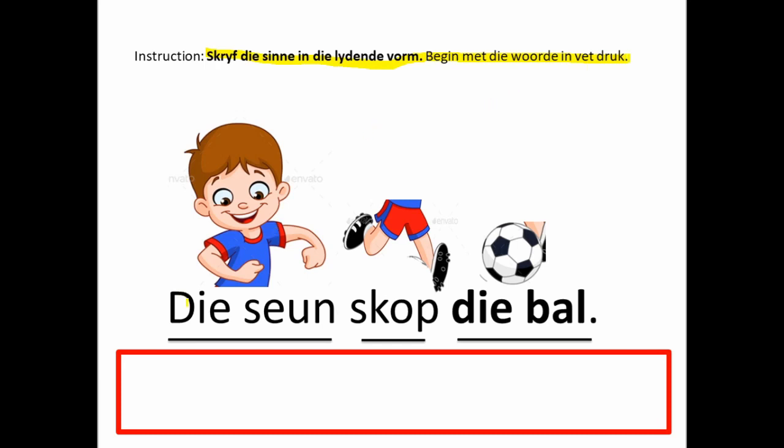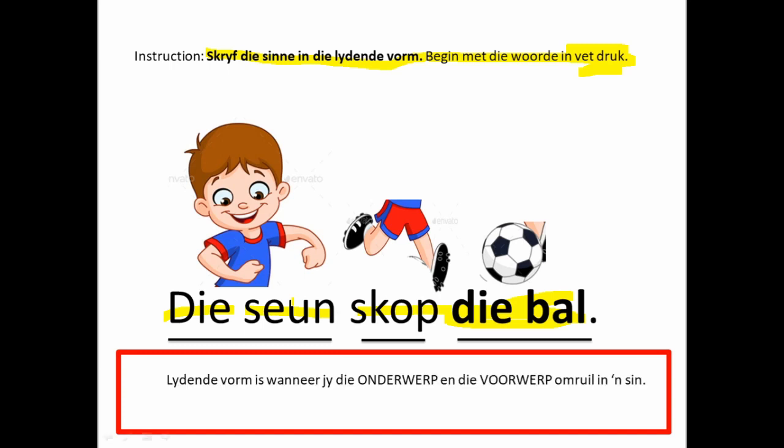So basically it just means you need to take this sentence, the sentence that it will give you, and rewrite it in Lydende vorm. And if you're lucky, they will tell you how to start the sentence, and they say start the sentence with the words in bold. Right, the sentence: Die seun skop die bal. The boy kicks the ball.